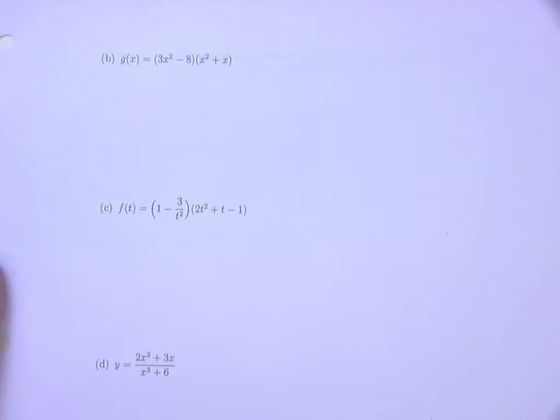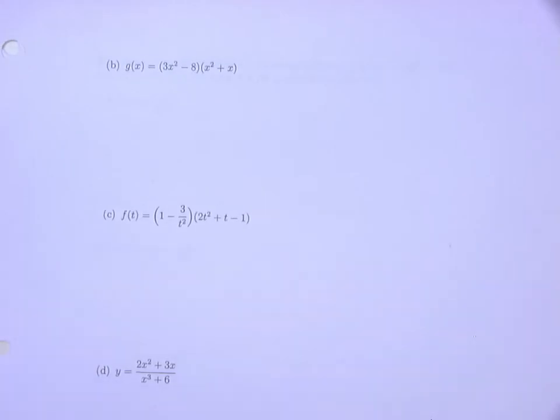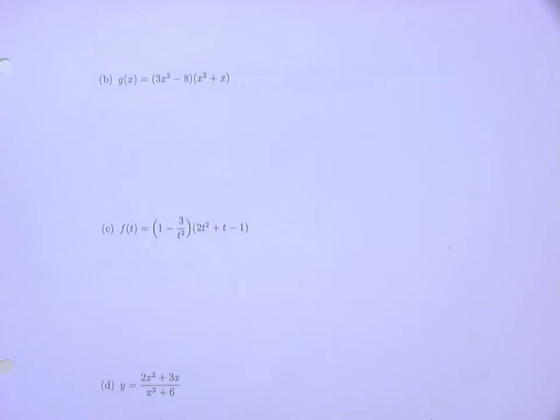All right, take a look at this next problem. G of x is equal to 3x squared minus 8 times x squared plus x. We're going to be using the product rule or the quotient rule, and I'm not going to clean them up because I want you guys to see the rules in action. That's really what this section is all about.